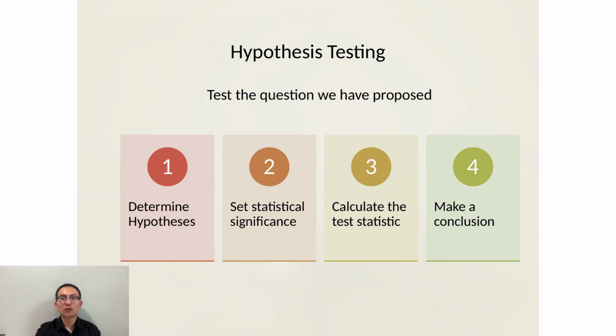Step 4. Draw a conclusion. If the p-value is greater than alpha, we fail to reject the null hypothesis, meaning the result isn't strong enough to be considered significant. If the p-value is less than or equal to alpha, we reject the null hypothesis, suggesting that the result is statistically significant and supports our alternative explanation.